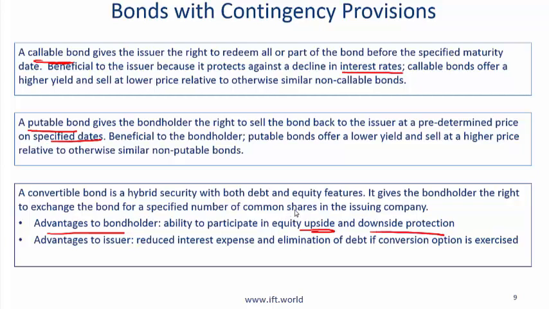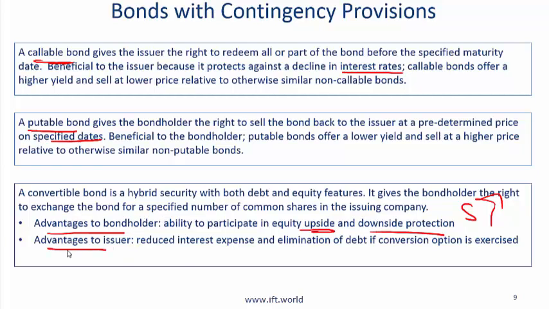So this is sort of like a call option. The bondholder will exercise this option if the stock price starts going up. What if the stock price starts going down? Then the bondholder will hold on to the bond and keep receiving coupon payments. So that's the advantage to the bondholder.